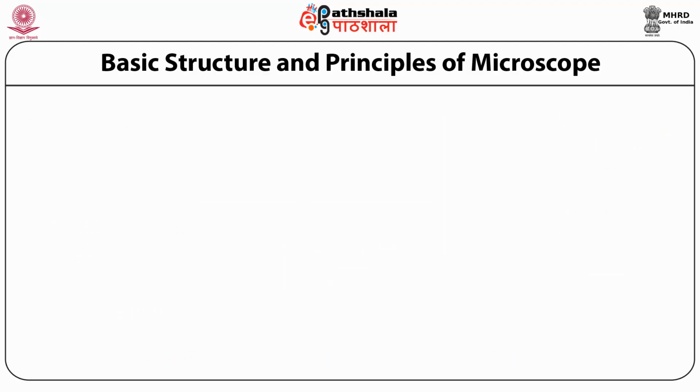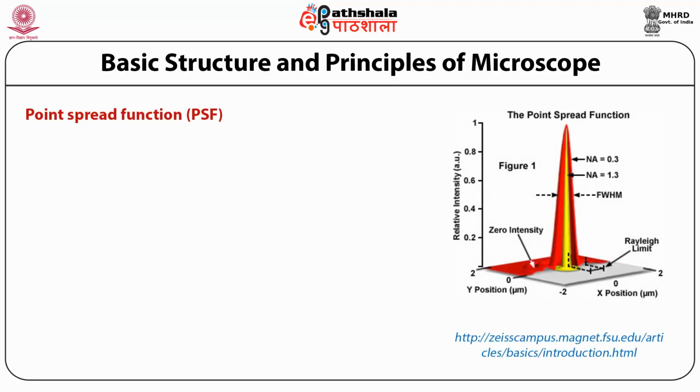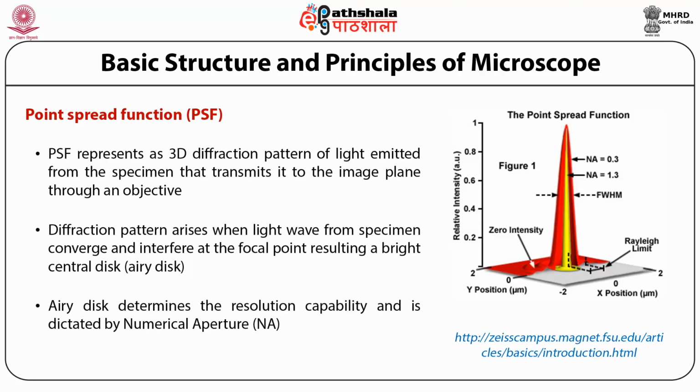Another important factor which is also coupled with the resolution is the point spread function of an objective lens. The point spread function, as it says, means the diffraction pattern in 3 dimensions of light emitted by a single specimen. So if you have a specimen and it is emitting light, how much diffraction is happening in 3 dimensions here? As you can see in this graph, it is shown in x, y and z.